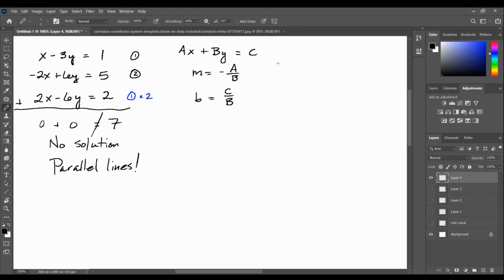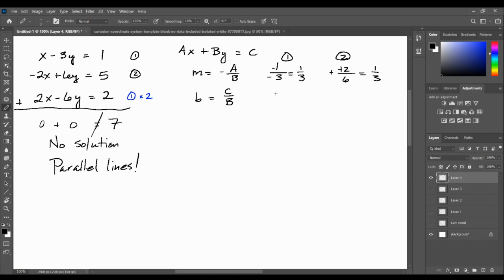But if we now look at that, say we look at equation 1 and equation 2, the slope, negative a over b, would be negative 1 over negative 3, which is 1/3 for equation 1. For equation 2, we've got negative 2 over 6. Negative negative is a positive, and 2/6 is 1/3. So we've got the same slope. The question is, are they identical lines or parallel lines? And that would be the y-intercept that gives us that.